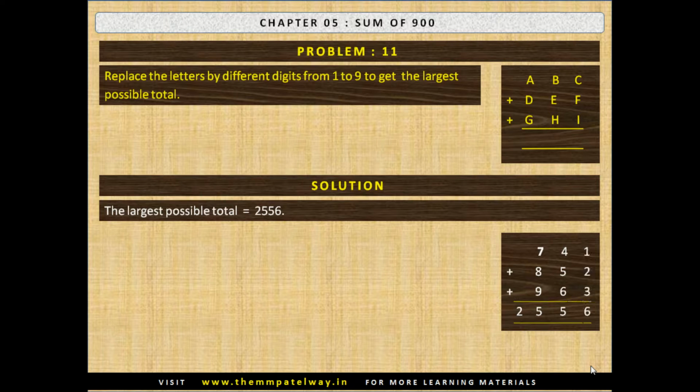To get the largest possible total, we will have to put the smallest digits in the unit column and the largest digits in the hundreds column. If you see the answer, we have put 1, 2, 3 in the unit column, 4, 5, 6 in the tens column and 7, 8, 9 in the hundreds column, and we got a total of 2556.